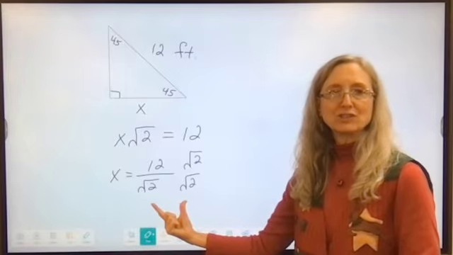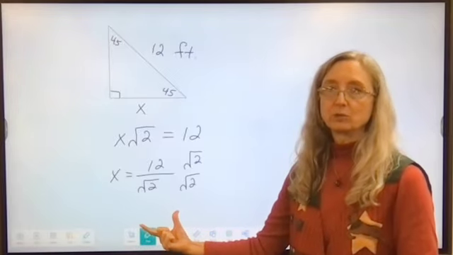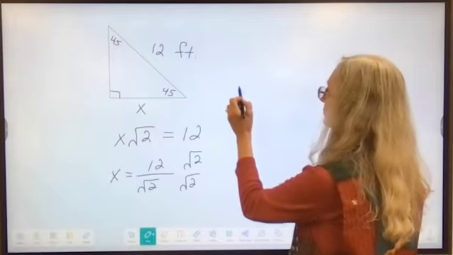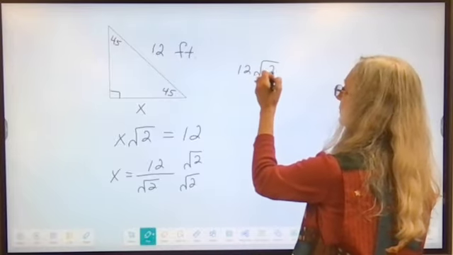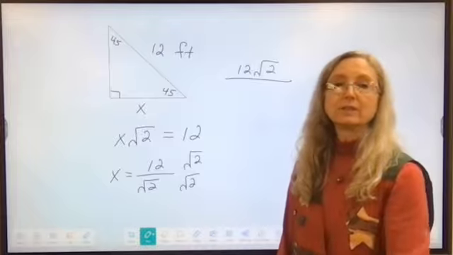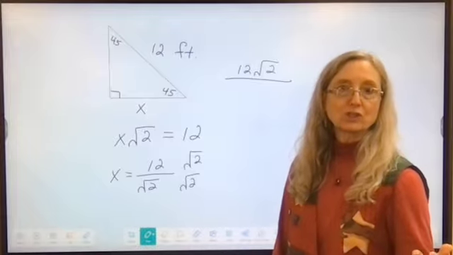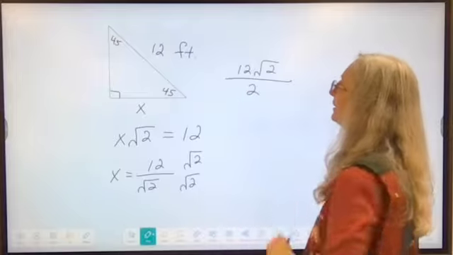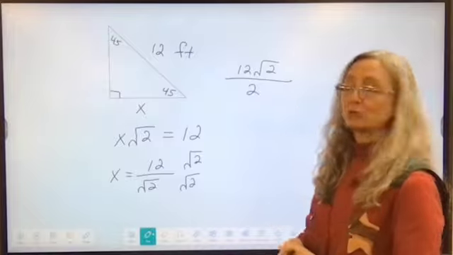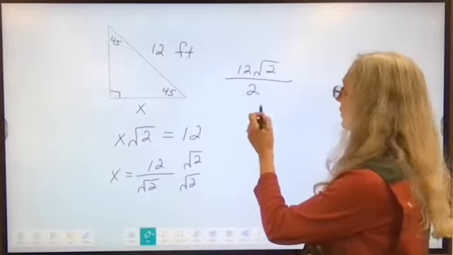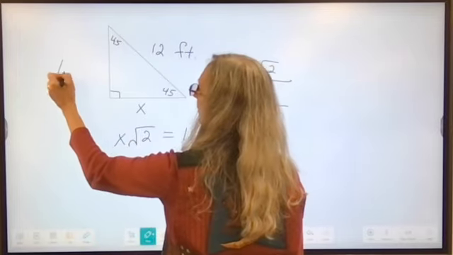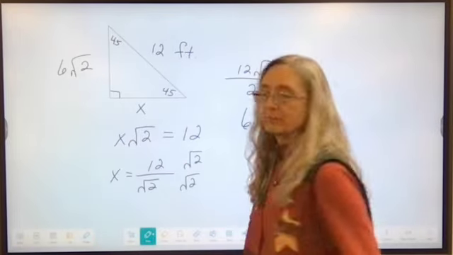We're just going to rationalize that denominator, which means we're going to get rid of that radical. So I have 12 square root of 2 in the numerator, and the square root of 2 times the square root of 2 is the square root of 4, which is just 2. So this is 2. And now I can reduce, because 12 divided by 2 is 6. So this becomes 6 square root of 2. So my legs are 6 square root of 2.